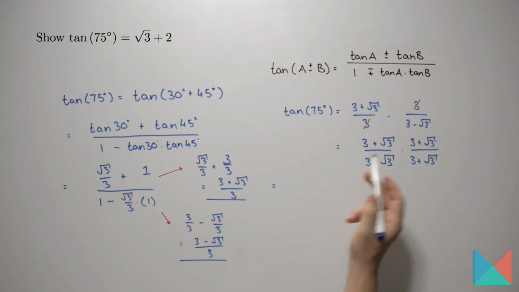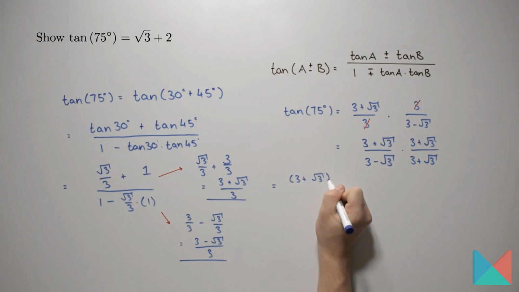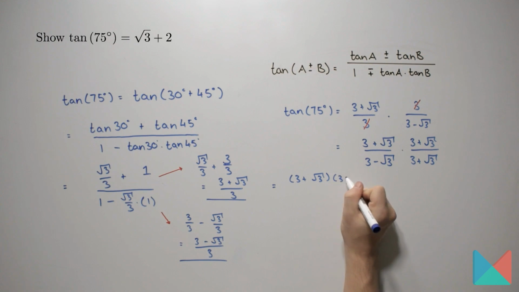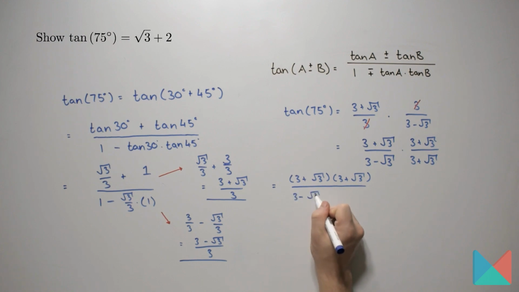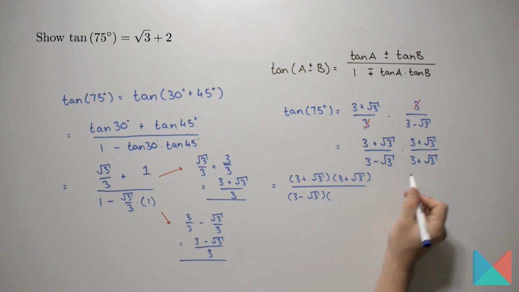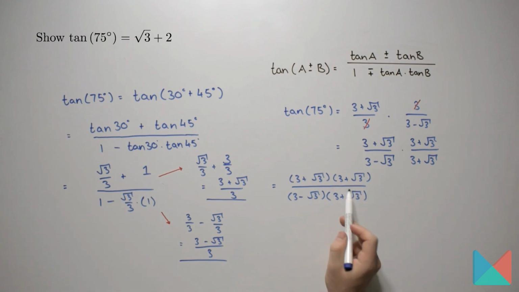So we're going to rewrite our expression. We're going to have 3 plus the square root of 3 times 3 plus the square root of 3. And we're dividing this by 3 take the square root of 3 by 3 plus the square root of 3. And so let's expand each part of the fraction separately.